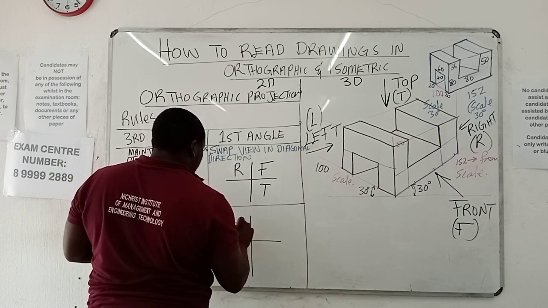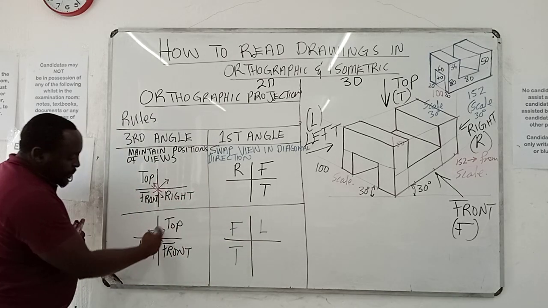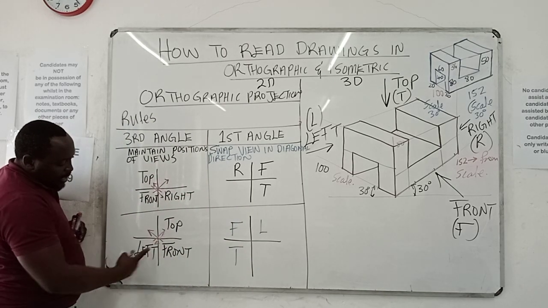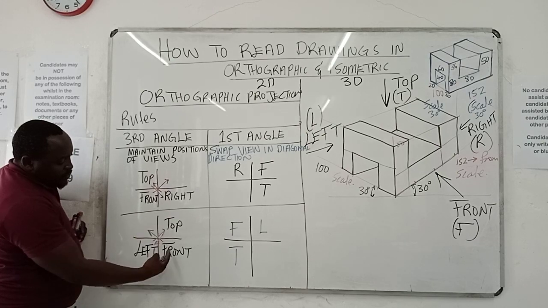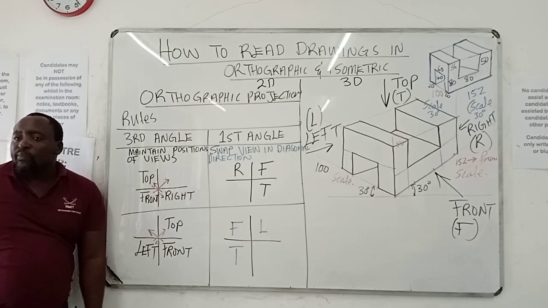So, front to come here, left here, top there. They also swap. You can see top is coming here. Right, left is going there. Front is going there. That is it, what we have.